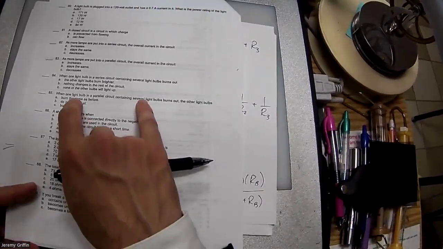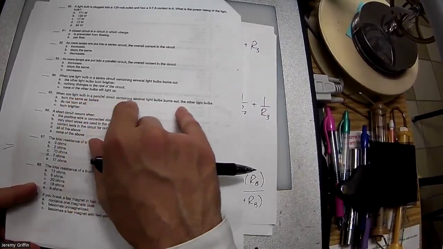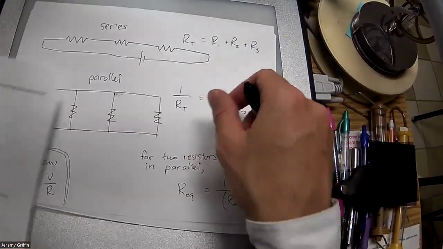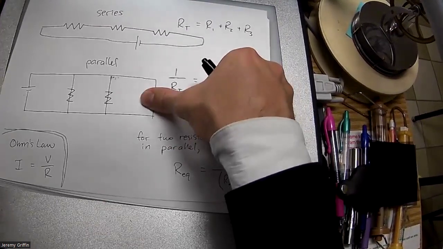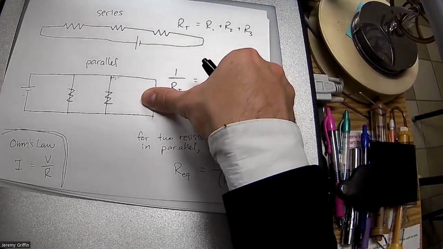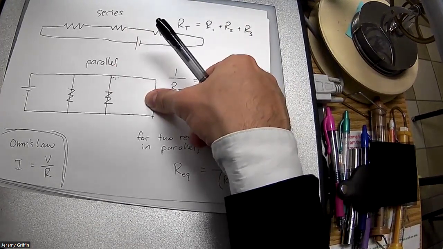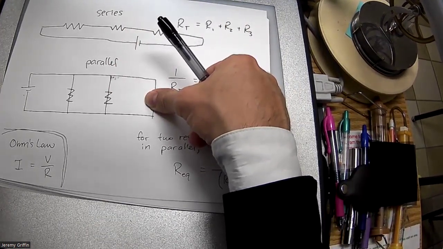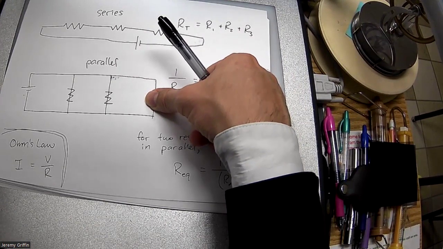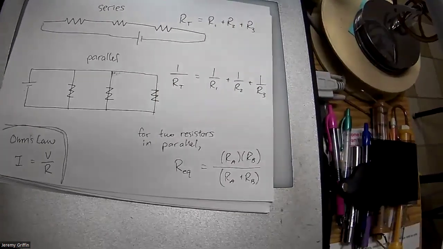When one bulb in a parallel circuit containing several bulbs burns out, the other bulbs... So let's take this one. That one burns out. Is there still a path for the electricity through these other two? There is. In fact, they're going to burn just as bright as before anyway. I've seen both kinds of Christmas lights.